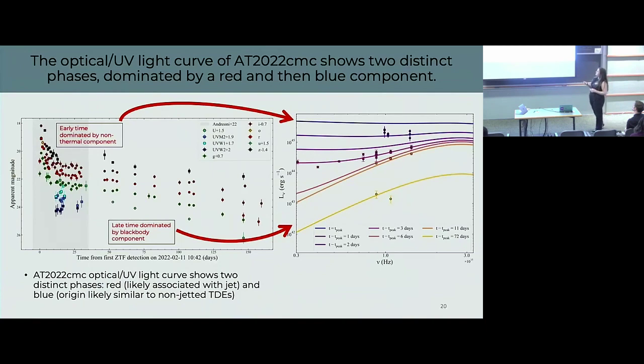And the late time is dominated by the black body component, which likely has a similar origin to non-jetted TDEs. But we can't just make direct comparisons. We actually have to be very careful in modeling this early time component if we want to compare it to thermal TDEs. So we see this evolution in the SED here, where the darker colors are earlier times. It's dominated by this non-thermal component, and then at maybe about 11 days post-peak, we get something that is mostly dominated by the thermal emission.